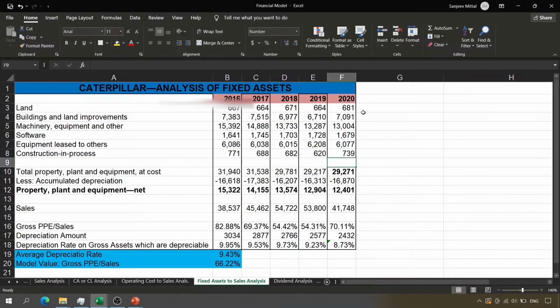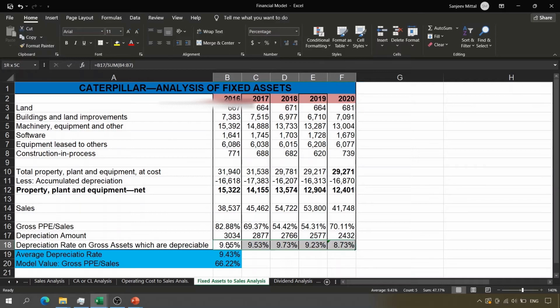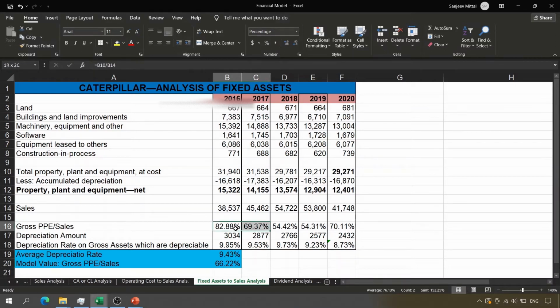Now once we have calculated these numbers, we know that we need to model our rates. So our average depreciation rate I have calculated as average of previous 5 period depreciation rates from 2016 to 2020, as you can see. Similarly, for modeling our gross property, plant and equipment, we can provide a reasonable estimate that our gross property, plant and equipment is 66.22% of our sales value, or you can simply say that we can take the average of these 5 years gross PPE by sales ratio, which comes to 66.22%. We shall use these details for modeling, or I can say for providing our financial model.